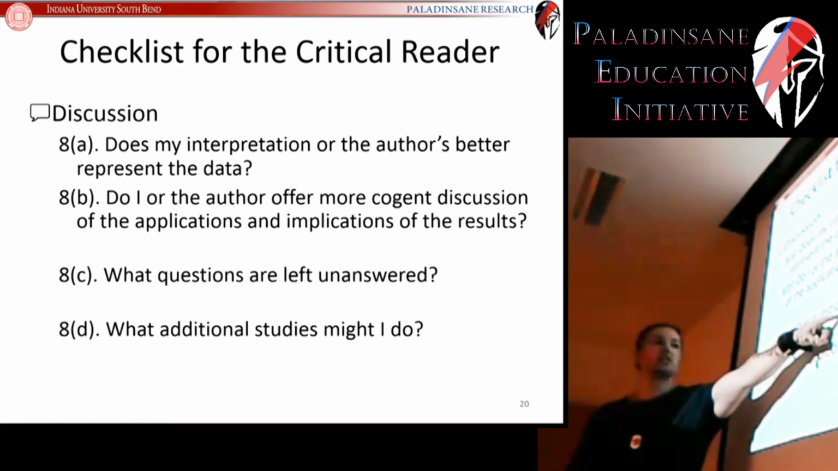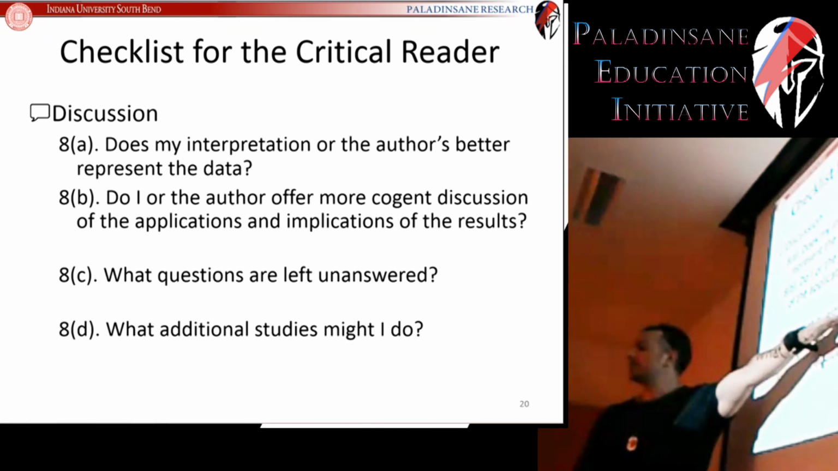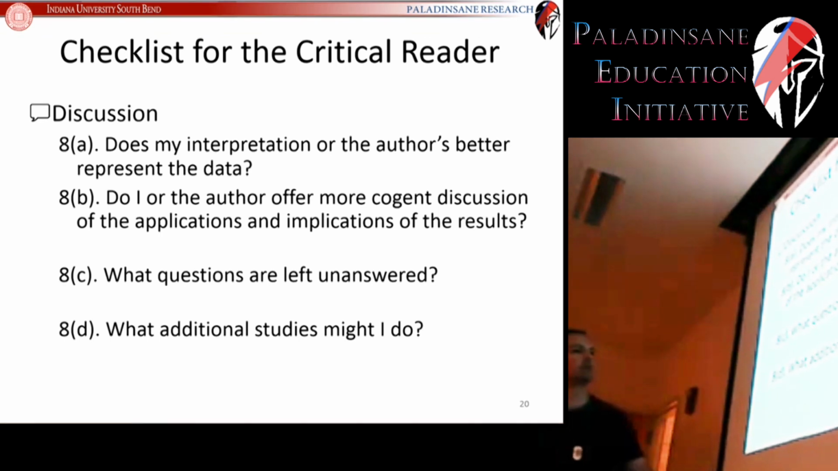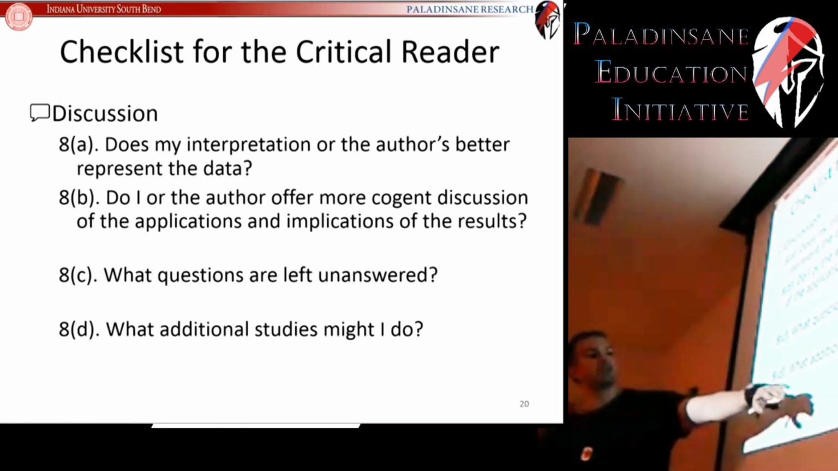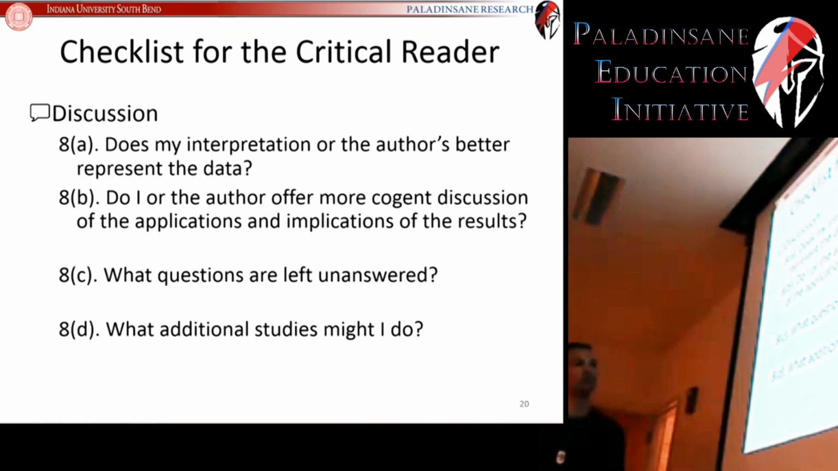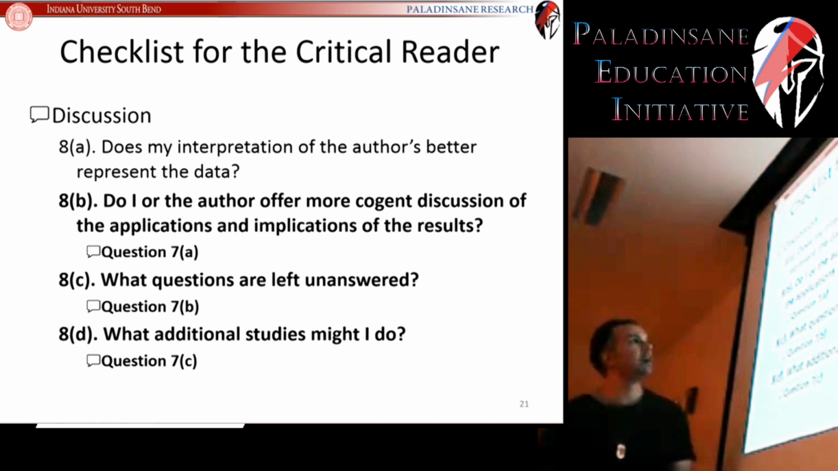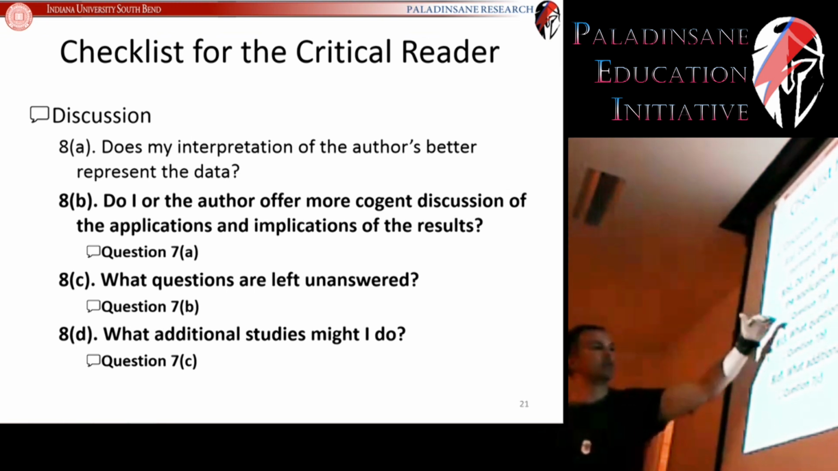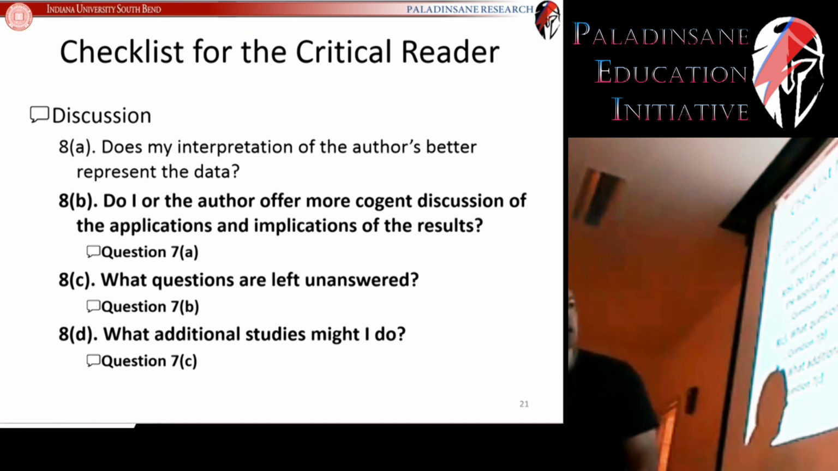They read the end of the discussion section and say, they missed out. They forgot about this. They didn't answer this question. Maybe I'll do that study and try to answer that question. And that one leads right into this one. What additional studies might I do? You would do the additional studies that answered those unanswered questions. So you can see that these ones link directly back to question 7A, 7B, and 7C.